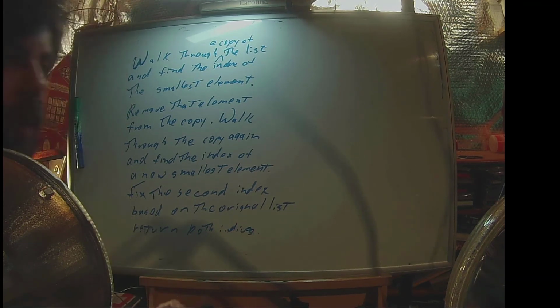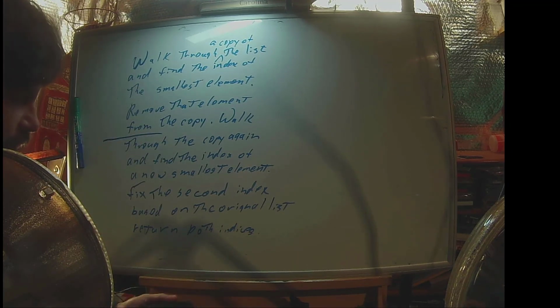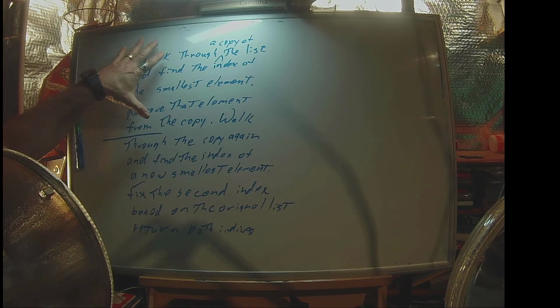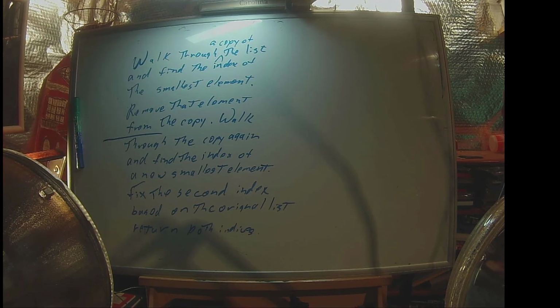Okay, so that's one way to do this. We just walk through the list 2 times. The first time we find the absolute smallest value in the list. Once we've done that, we remove that one from consideration, and we walk through again, and we find, again, a smallest element in the list.